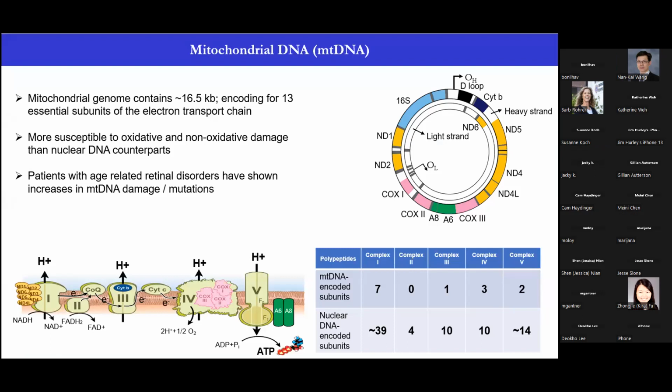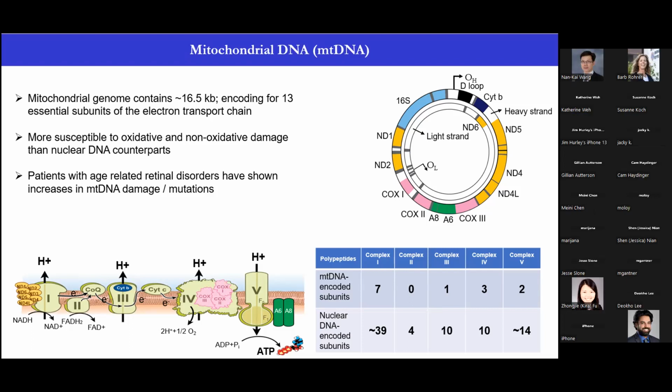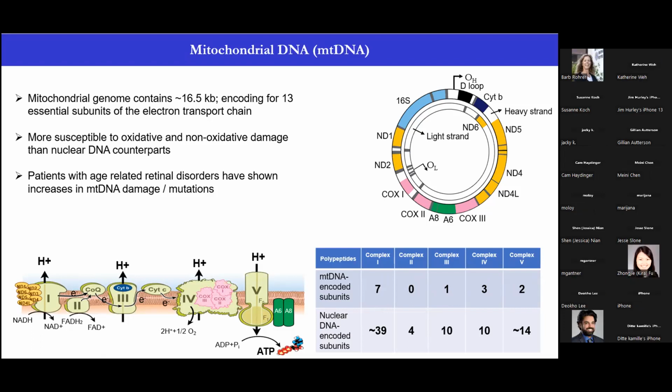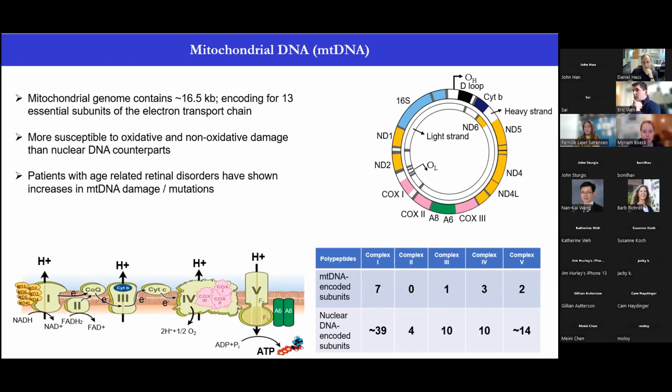So mitochondrial DNA is a circular genome of roughly 16.5 kb that encodes for 13 essential subunits of the electron transport chain, with 7 subunits building complex 1, 1 in complex 3, 3 in complex 4, and 2 in complex 5. In addition to coding for these proteins, the mitochondrial DNA also encodes for its own transfer RNAs and ribosomal RNAs in order to perform its own protein synthesis completely independent from the machinery that's used by the nuclear DNA.